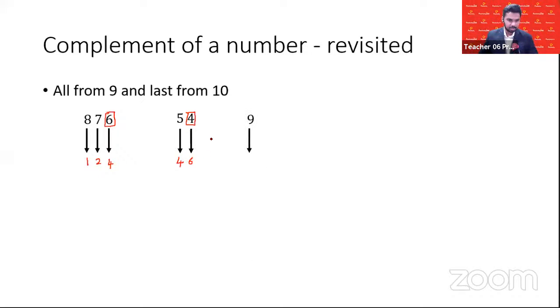Let us do one more. This is a single digit number, so what should you do? There is only a single digit, so this is the first and the last. You take this as the last digit. So you should do 10 minus 9, which is 1.